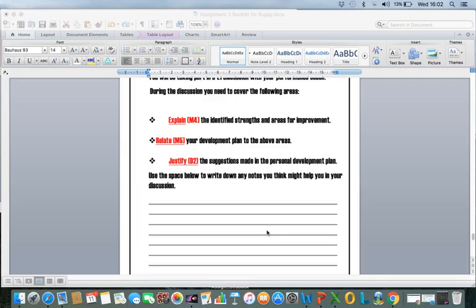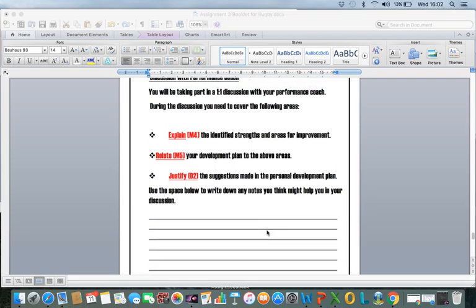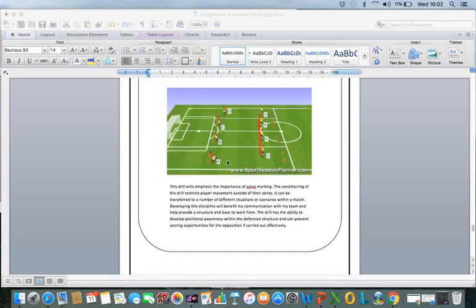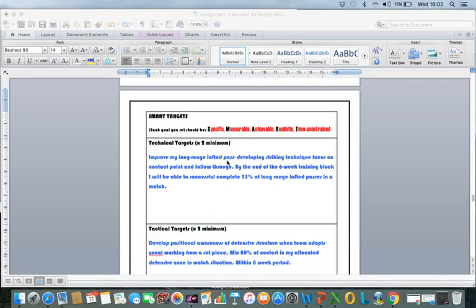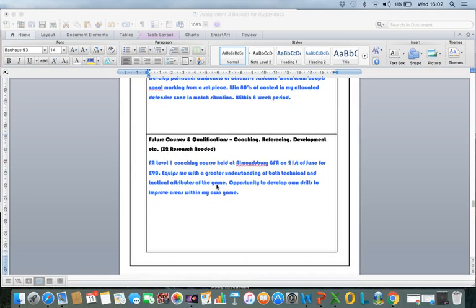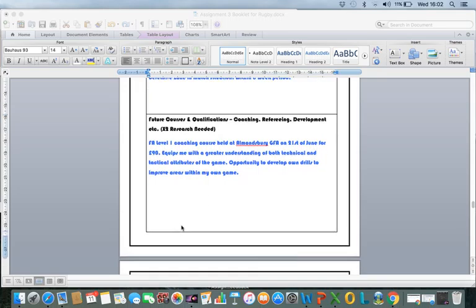Then it wants you to relate your strengths and areas for improvement to your development plan, or relate your development plan to your strengths and areas for improvement. So it's saying, okay, why have we set these targets? How do they fit with our strengths and areas for improvement? Why have we selected this coaching course or the other coaching course or whatever we've decided to do in this box? And how does it relate to our identified strengths and areas for improvement?